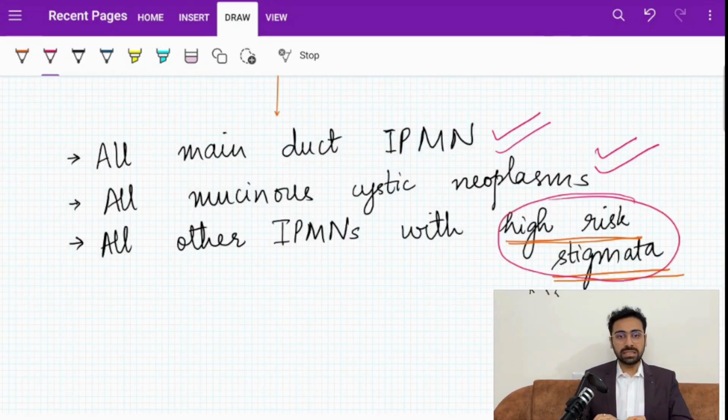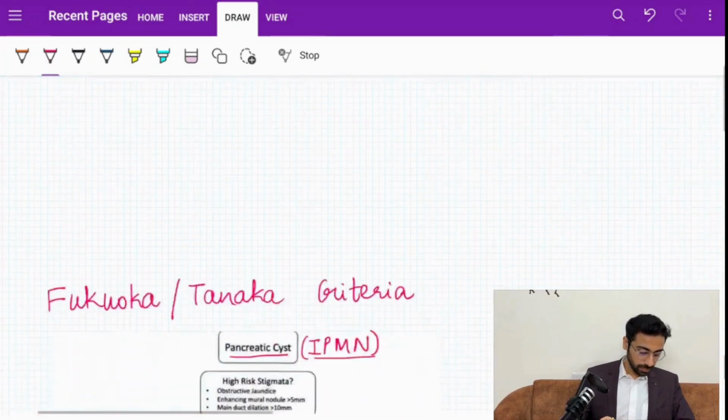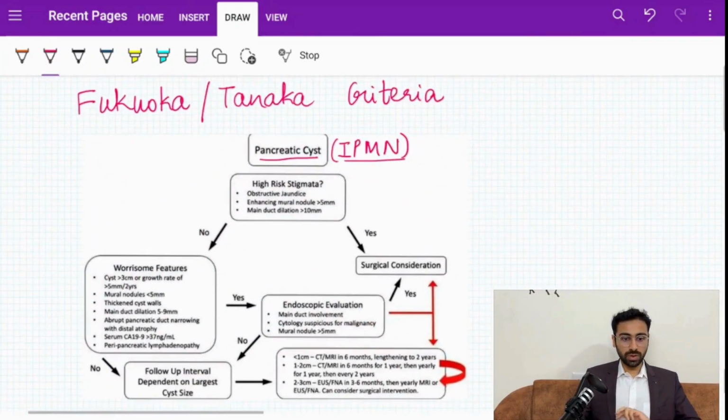Now, what is this high risk stigmata? There is a consensus known as the Fukuoka consensus or the Tanaka criteria that is used for IPMNs, and they divide it into high risk stigmata and worrisome features. Now, these features must be included in your report as they guide the treating consultant to where the patient will go, whether he'll land up in surgery or follow-up. Now, this is the Fukuoka criteria.